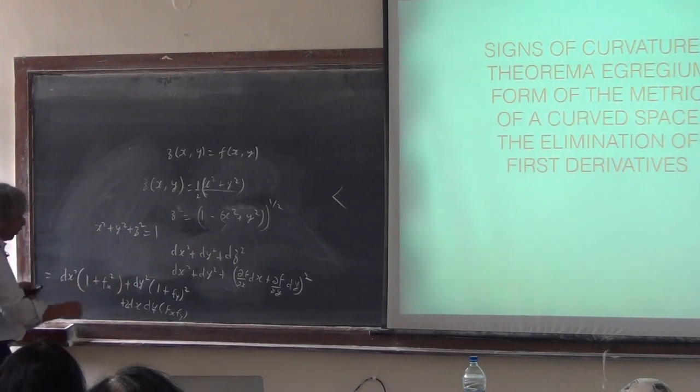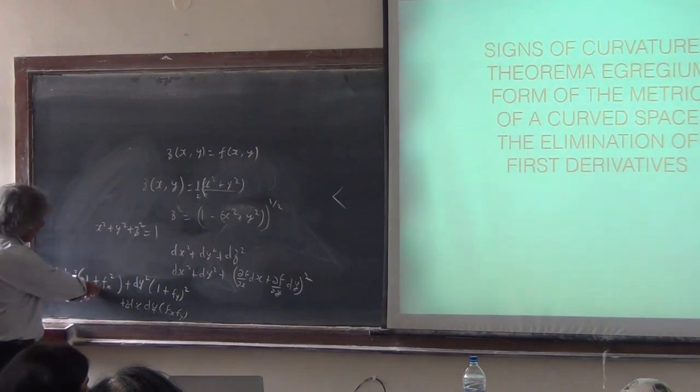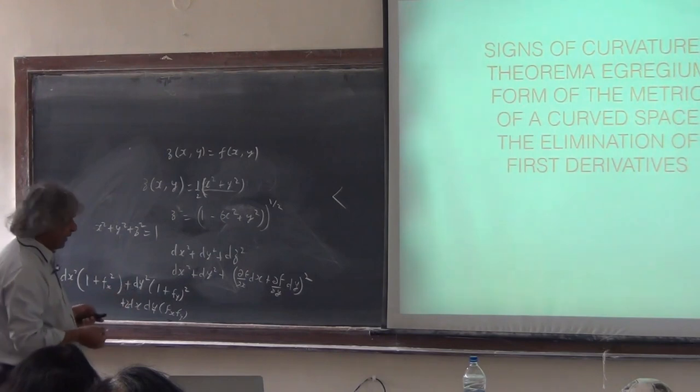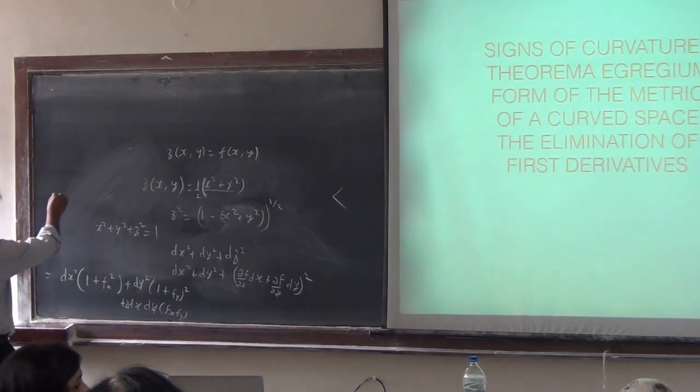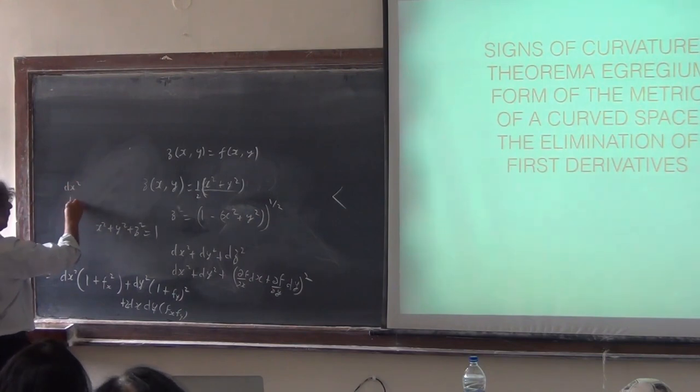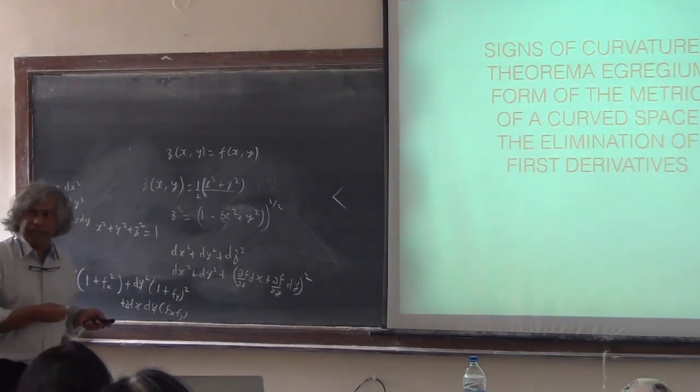So this can be thought of as a description of the geometry of the surface, the intrinsic geometry. And you notice that it depends on position, so it could, in principle, depend on where you are on the surface. So the general form is something times dx squared plus something times dy squared plus something times dx dy, where all these somethings are functions of x and y. That's the general form of the metric on a curved surface.